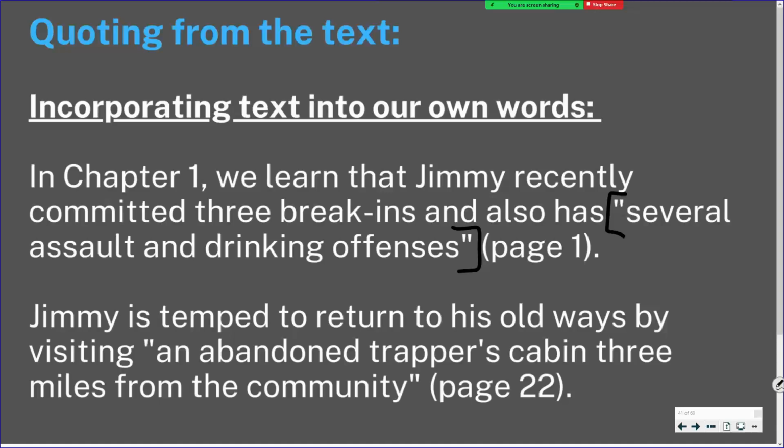Example 2. Jimmy is tempted to return to his old ways by visiting, quote, an abandoned trapper's cabin 3 miles from the community. So I put the words from the novel in a quotation mark, and I tell the reader where they can find it.